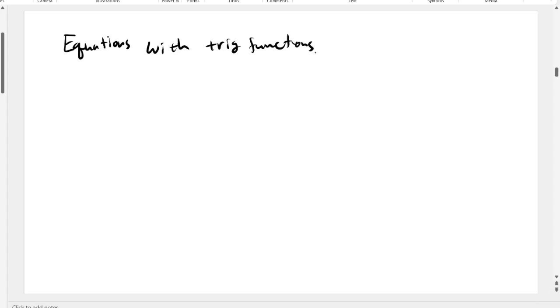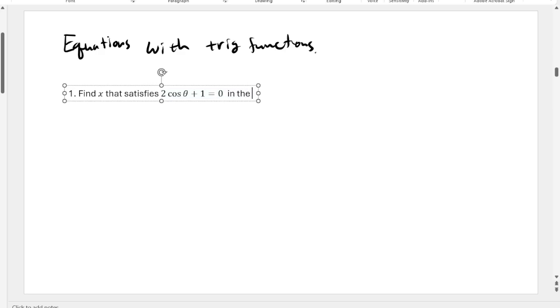Okay, so here's a question. Solve, find x that satisfies, say, 2 cosine of theta plus 1 equals 0 in the interval, let's say 0 to 2 pi.